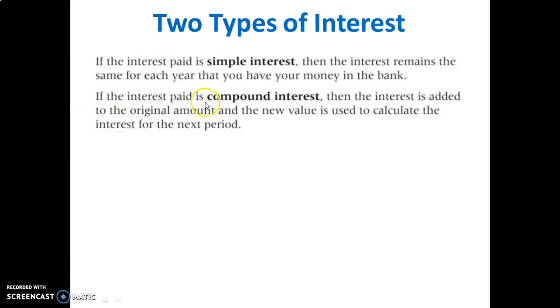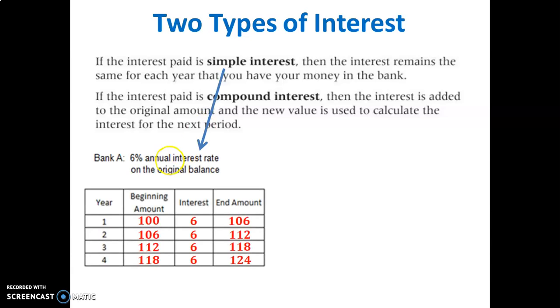And then we have interest that is paid and called compound interest. This interest is added to the original amount, and the new value is used to calculate the interest for the next period. So we saw that happening. The new amount at the end of each year is the one that the interest is then applied to.